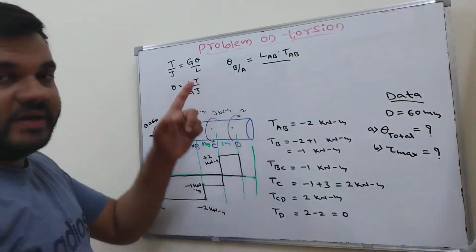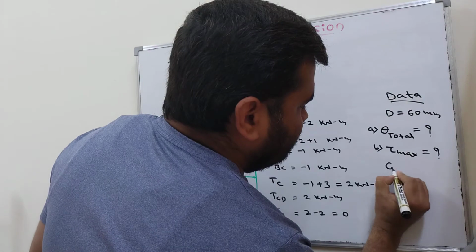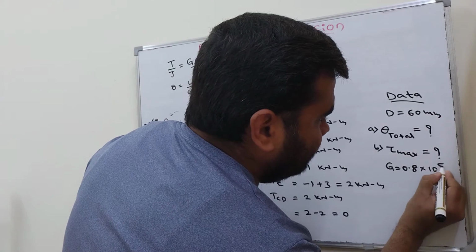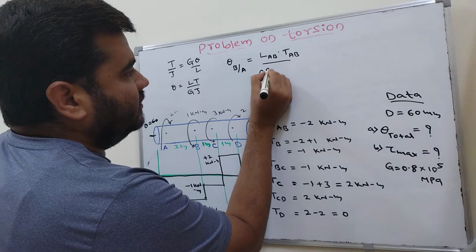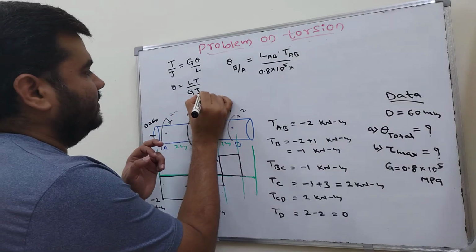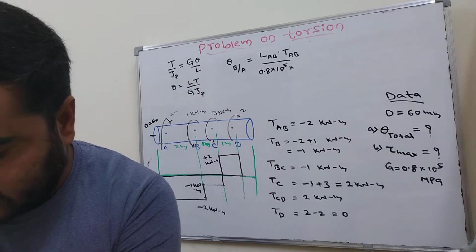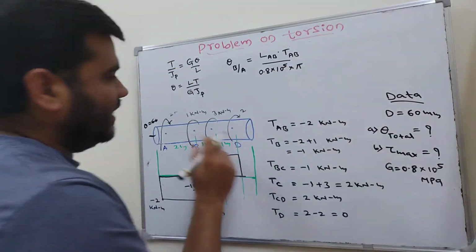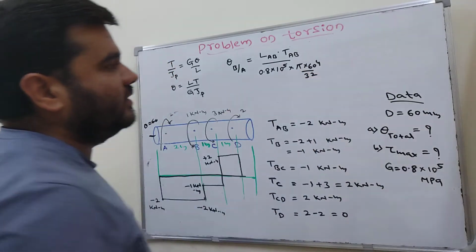What is the G? It is given in the data. I forgot to tell that. Take G equal to 0.8 into 10 raised to 5 MPa. It is given in the data here. What is the J? Polar moment of inertia, JP. This is pi d raised to 4 divided by 32. What is the diameter of the shaft? It is given here, 60. So pi into 60 raised to 4 divided by 32.